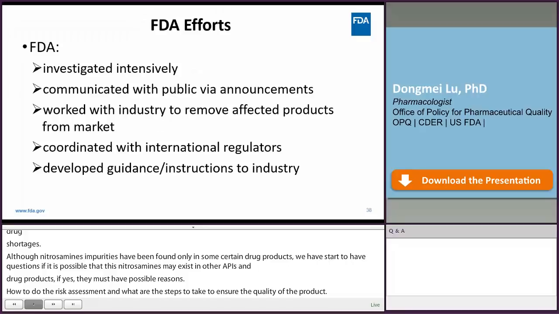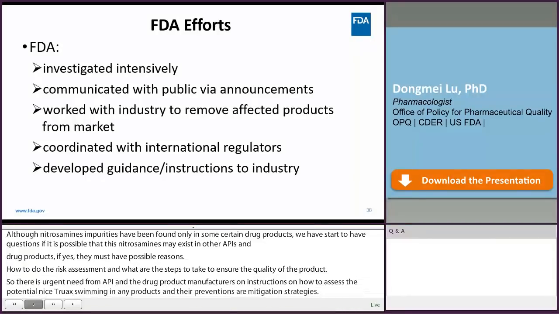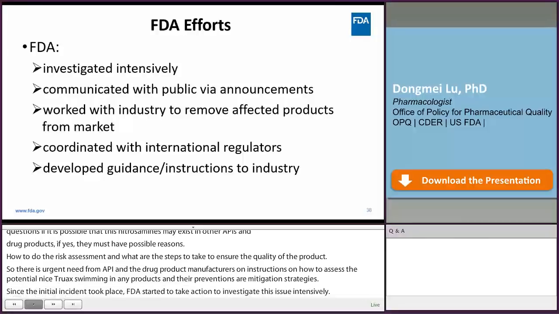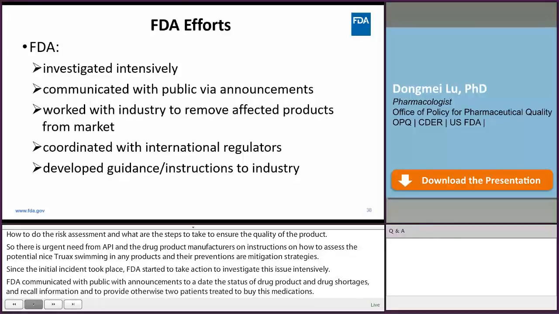Since the initial incident took place, FDA started to take actions to investigate this issue intensively. FDA communicates with the public via announcements timely to update the status of drug products, drug shortages, recall information, and provide advice to patients treated with these related medications. Meanwhile, FDA worked closely with industry to remove affected products from the market to ensure public safety.